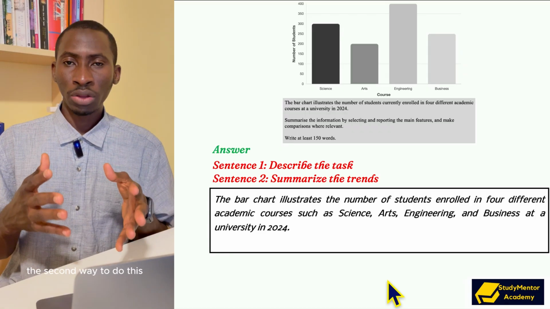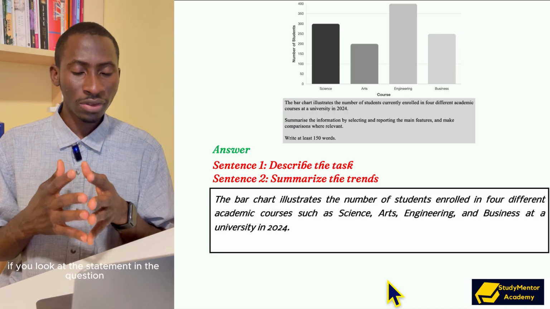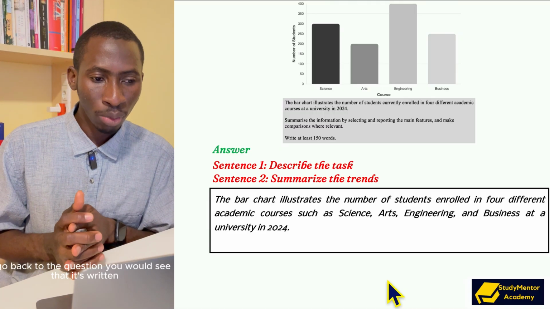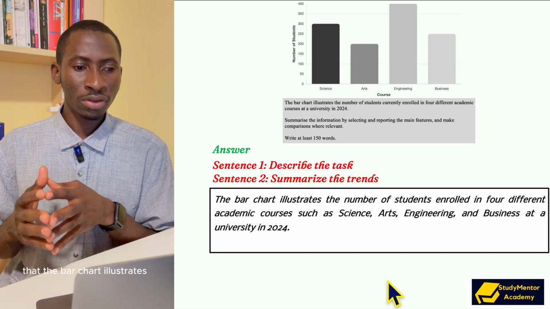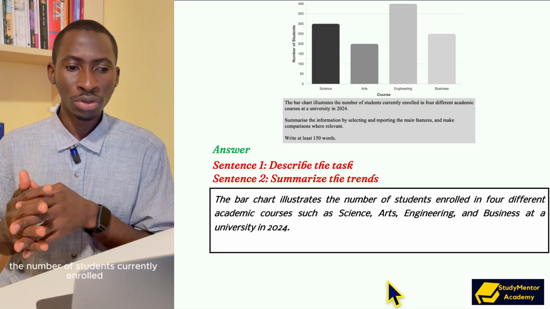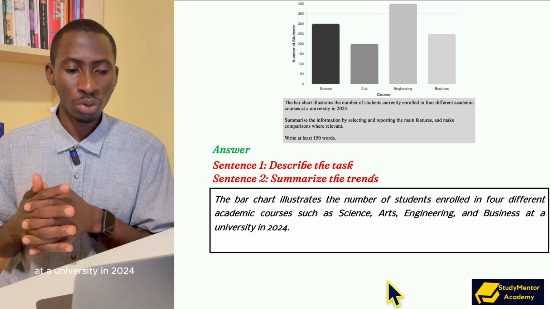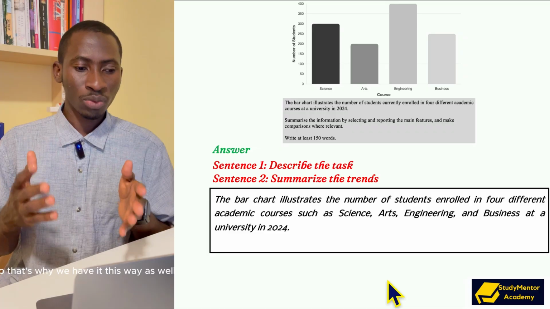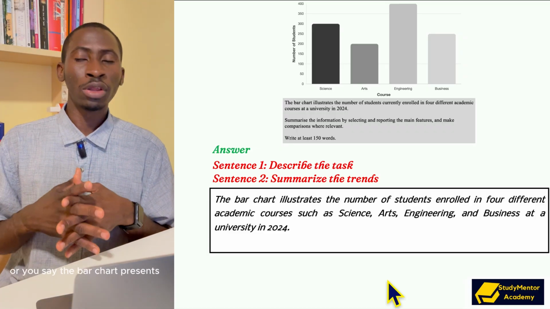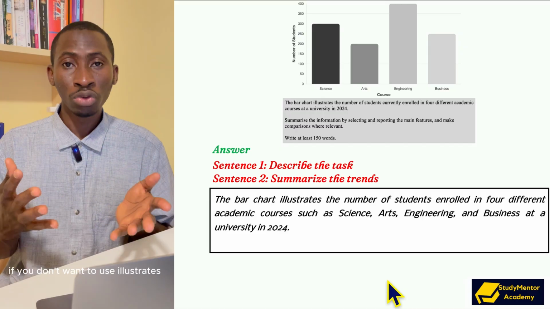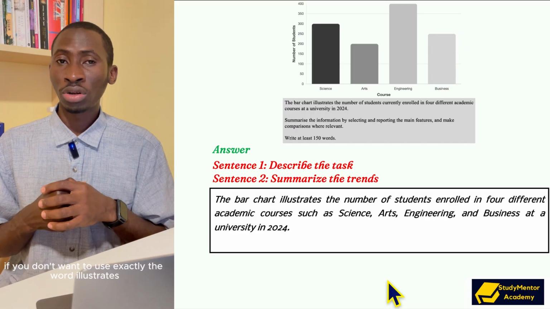The second way to do this is to paraphrase the statement. If you go back to the question, you would see that it's written that the bar chart illustrates the number of students currently enrolled in 4 different academic courses at a university in 2024. So that's why we have it this way as well. The bar chart illustrates, or you say the bar chart presents if you don't want to use exactly the word illustrate.